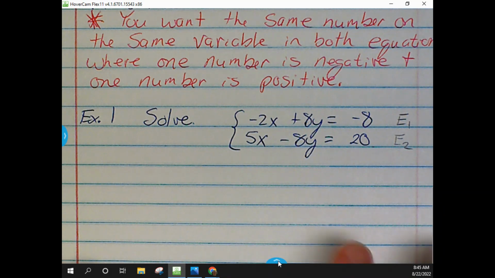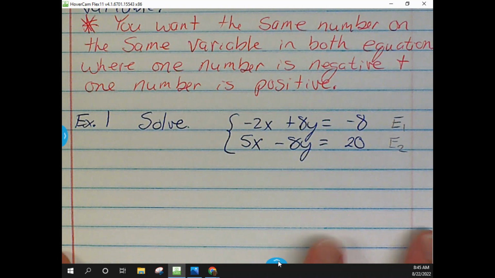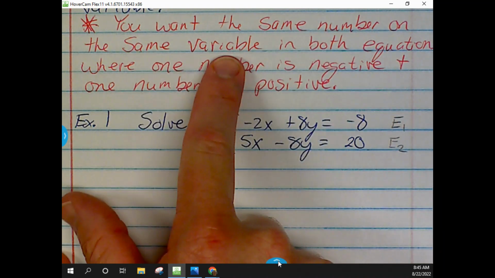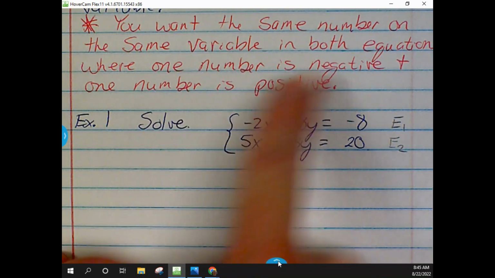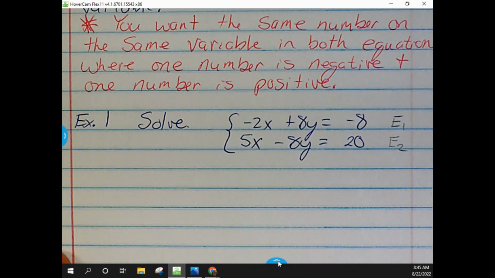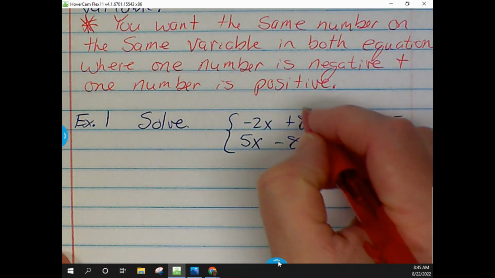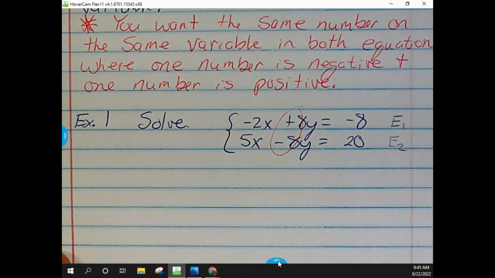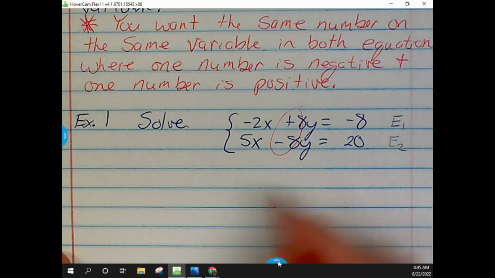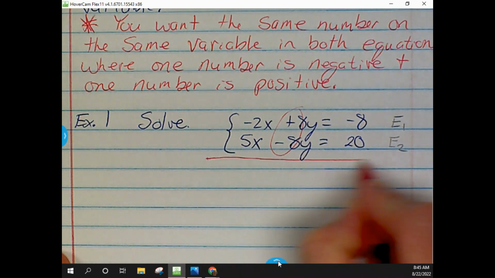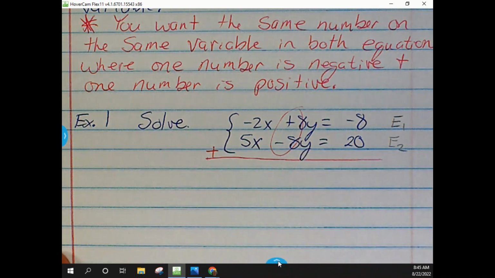Okay, so for solving one like this, again, the key thing we want is the same number, same variable. One's going to be negative, one's going to be positive. And you have that right here, right? You've got plus 8, minus 8. And if that's the case, you just add the two equations together.